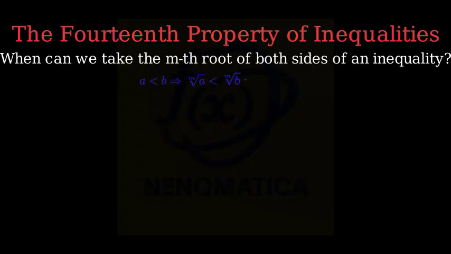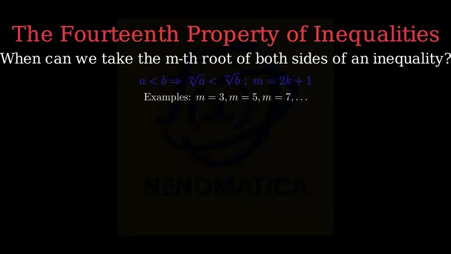Let's start with the first case. When we have a is less than b, and m is odd, specifically m equals 2k plus 1, where k is a non-negative integer, we can take the mth root of both sides and maintain the same inequality direction. For example, when m equals 3, which is 2 times 1 plus 1, or m equals 5, which is 2 times 2 plus 1, we preserve the inequality direction.